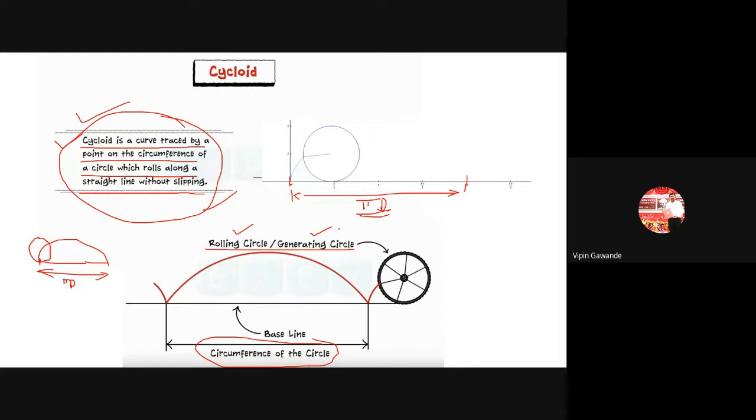The circle is called the generating circle or the rolling circle. And in one revolution or one rotation, how much distance does the circle cover? That is equal to the circumference of the circle. So that you have to remember. These will be the MCQ questions in the examination.